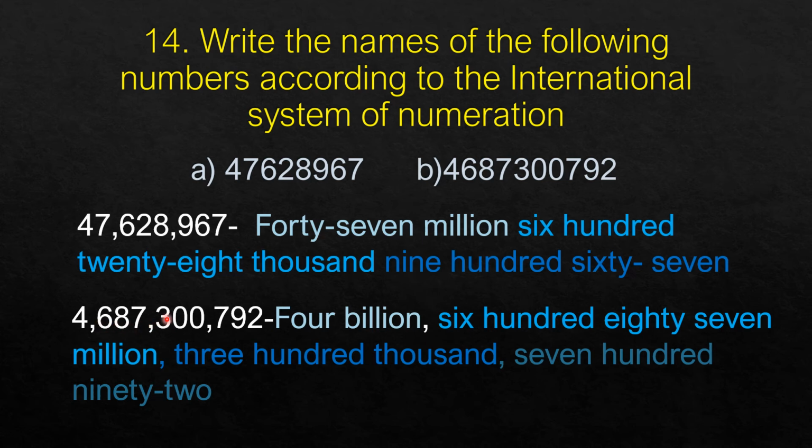Now we place commas for this one. 4 is in the billion place. So 4 billion, 687 million, 300,000, 792. So it is very easy to write the number name. The only thing we should do is place commas here.